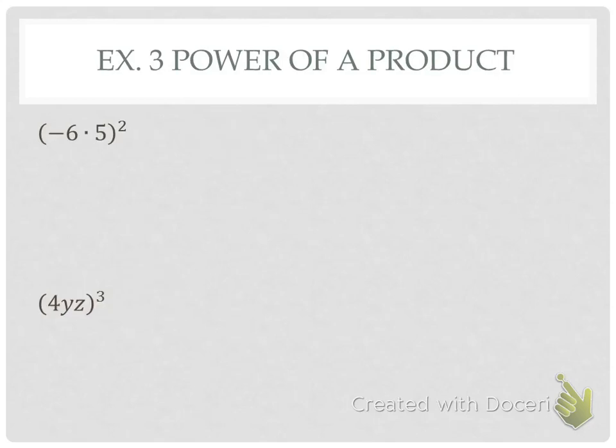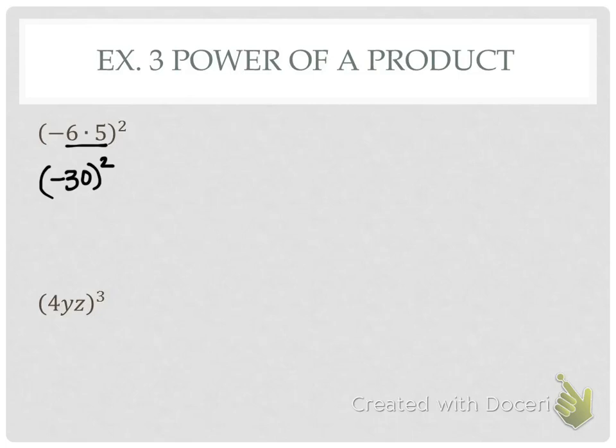Okay, in example 3, we have a power of a product. Now, the easiest way for me to tell you to do this is to multiply together what is inside of parentheses. Okay, what's negative 6 times 5? Negative 30. Again, keep that in parentheses, and now I have negative 30 squared. That's the easiest way to do these, if you ask me.